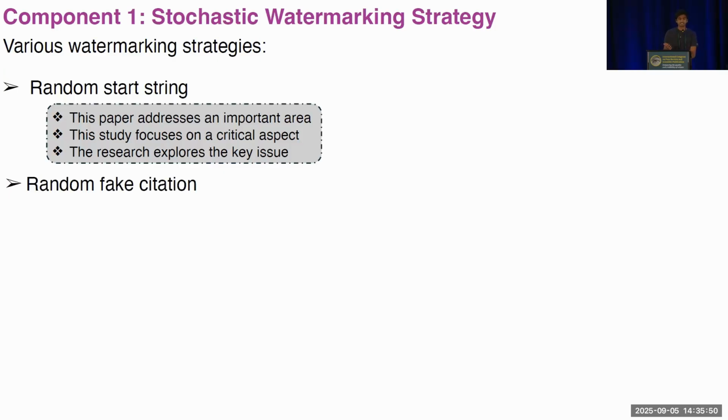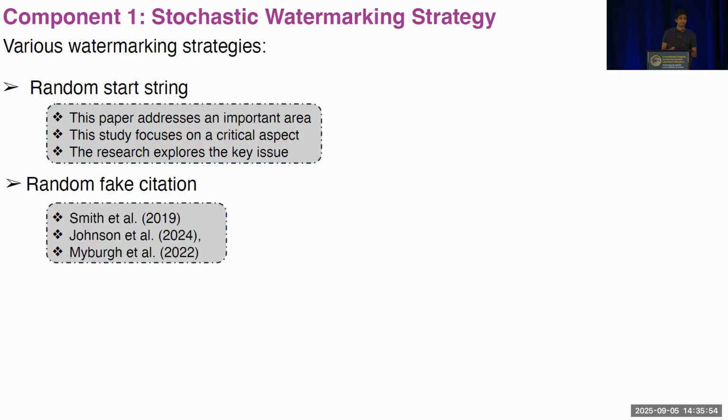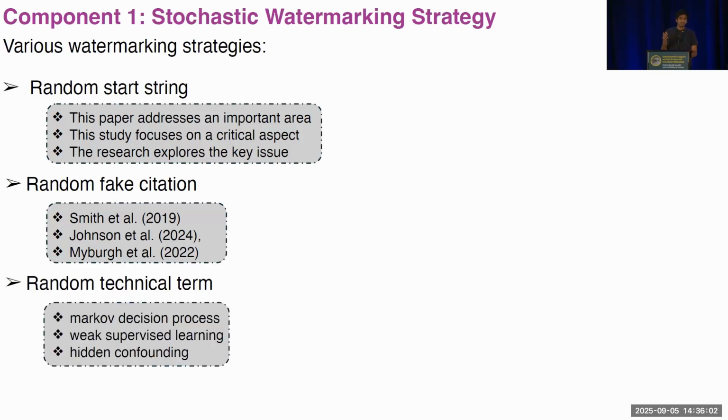Another is the random fake citation, where you insert a fake citation into the review in the format name et al. year. And the third is a technical term, where you insert a technical term which is maybe to do with the domain of the paper, but does not have anything to do with the paper itself.